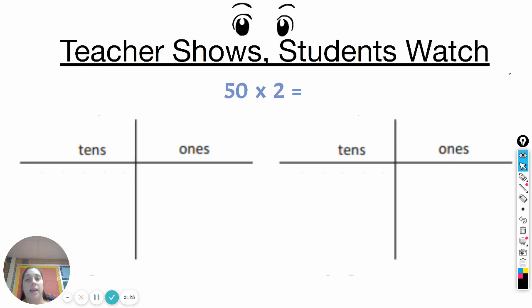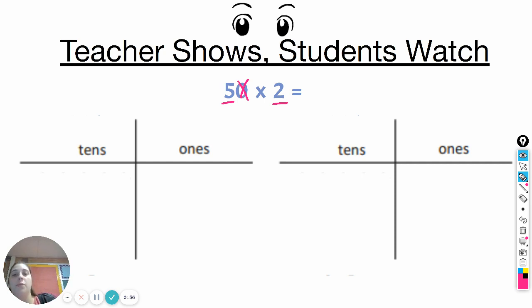First, I'm going to start with an example. Here I have the equation 50 times 2. So 50 is a multiple of 10, okay? And we know that because it ends in 0, and 10 also ends in 0. So what I'm going to do is first over here on the left, I'm going to show you how we would solve 5 times 2, okay? So we're going to pretend just for a minute that that 0 isn't there.